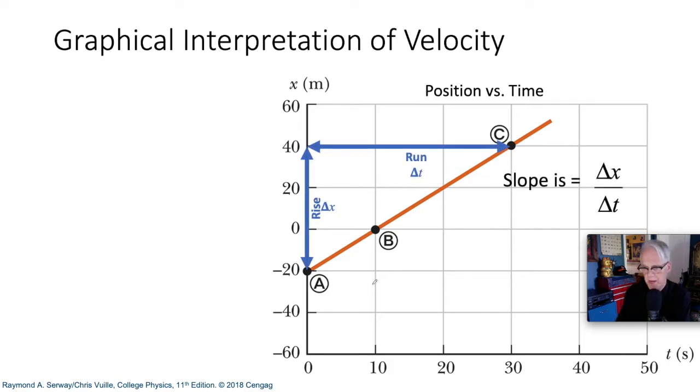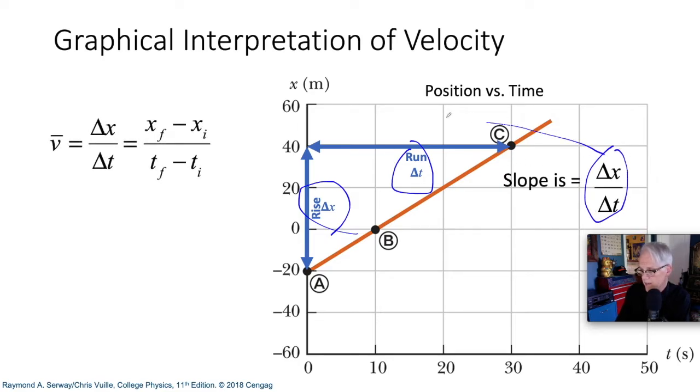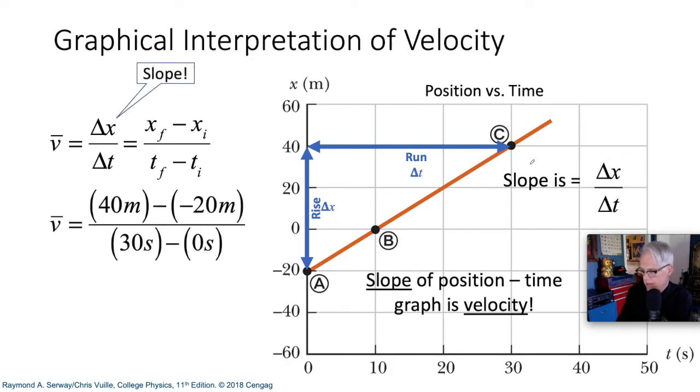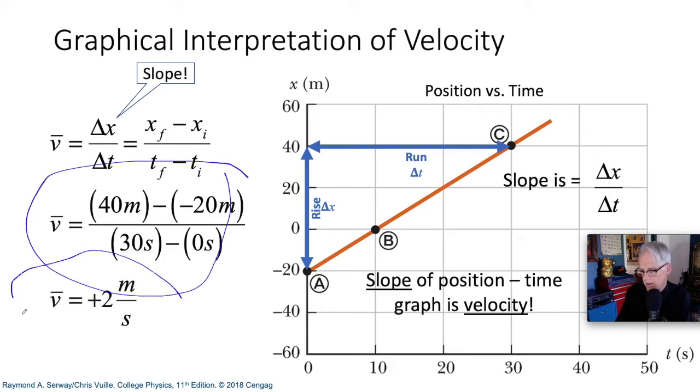The rise over the run is a slope of a line. Here, the rise is the displacement, and the run is the time interval. Displacement over time is our velocity. We just got through seeing that. So the slope of the position time graph is the velocity. We can see that when we calculate the slope here, we wind up getting the same amount.